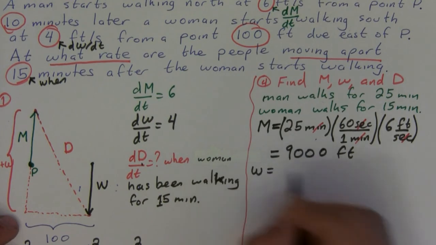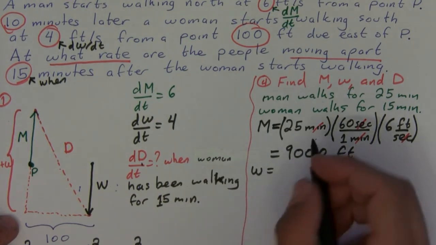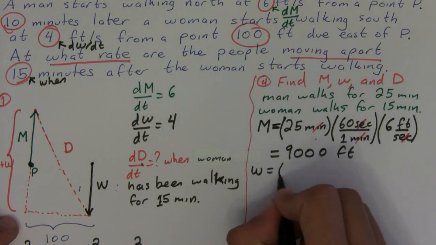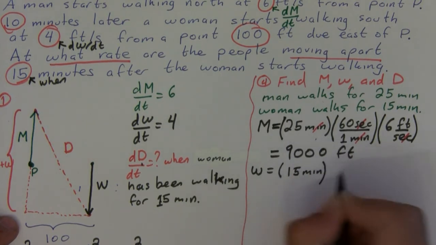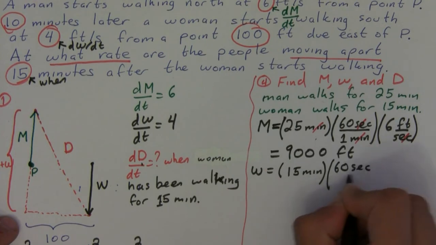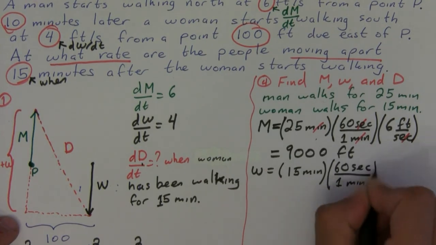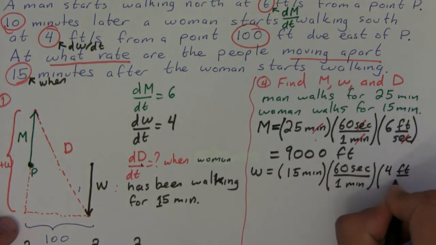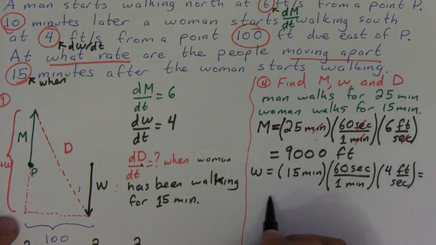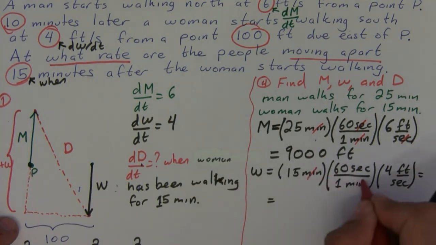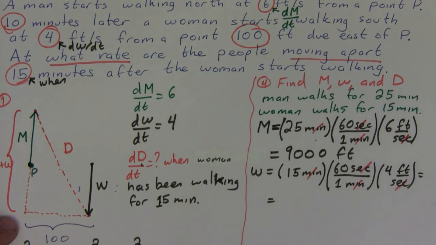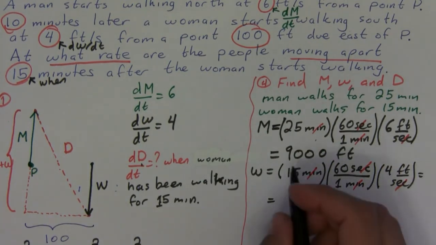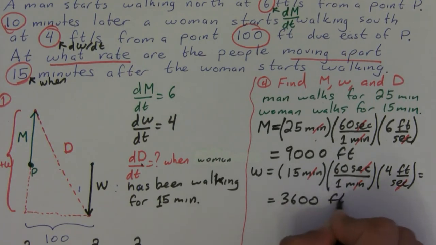Okay, if I apply the same reasoning for the woman, she walked for 15 minutes. Convert those into seconds. And then multiply by the rate that the woman walks at, which is 4 feet per second. And again, the minutes cancel with the minutes, the seconds with the seconds, and what we get when we multiply 15 times 60 times 4 is 3,600 feet.